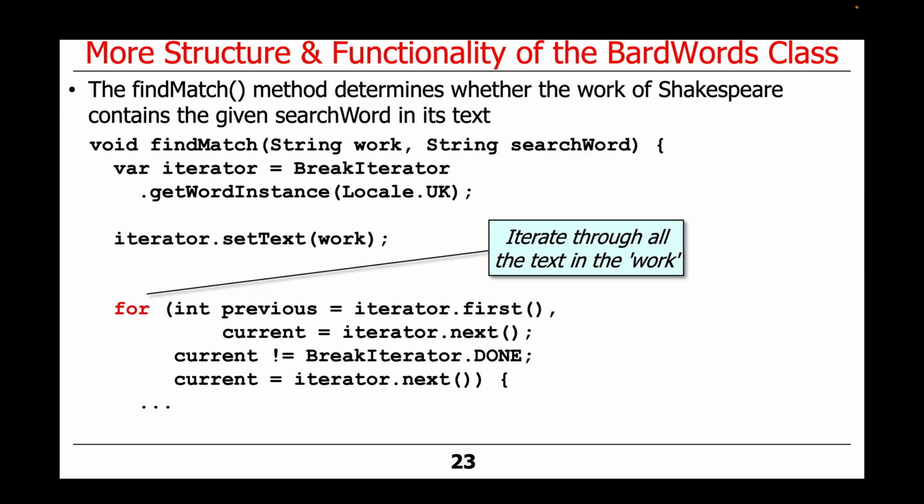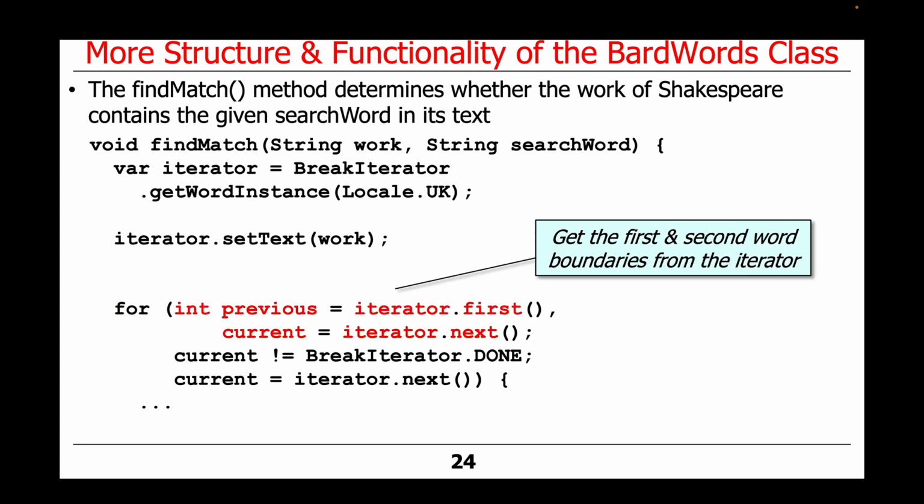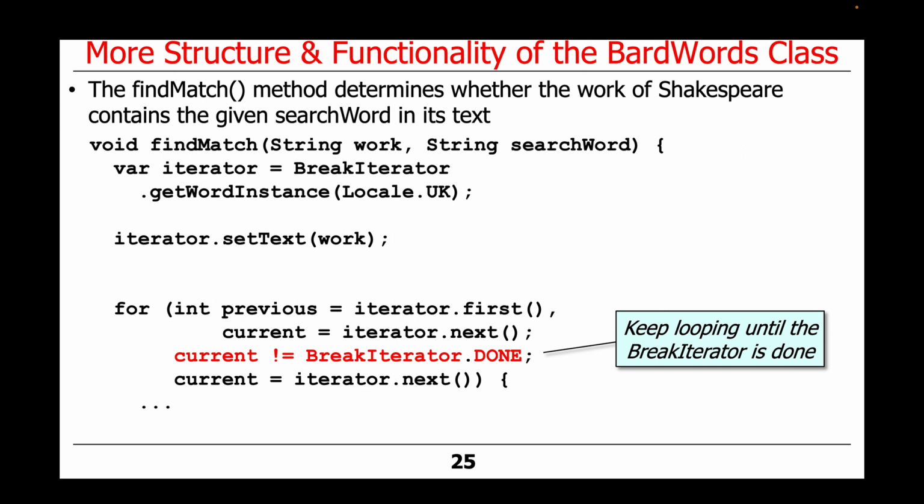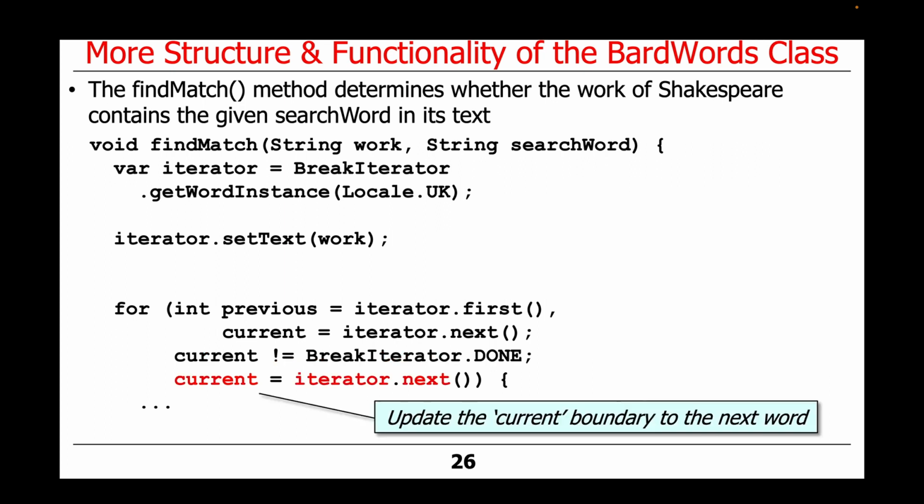At this point, the findMatch method uses a Java for loop to iterate through all the text in the work. The for loop gets the first and second word boundaries from the BreakIterator and uses them to initialize the previous and current loop variables. The for loop will keep going until the BreakIterator is done, which occurs when the current loop variable equals the DONE constant in the BreakIterator class. After the loop body finishes executing, which we'll look at in a moment, the for loop updates the current boundary to the next word by calling the next method on the BreakIterator.